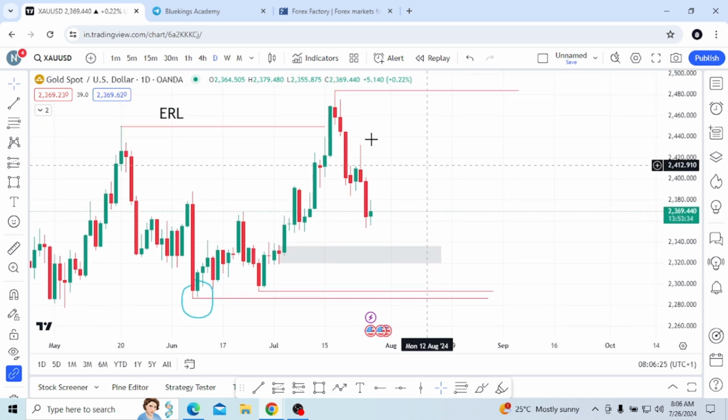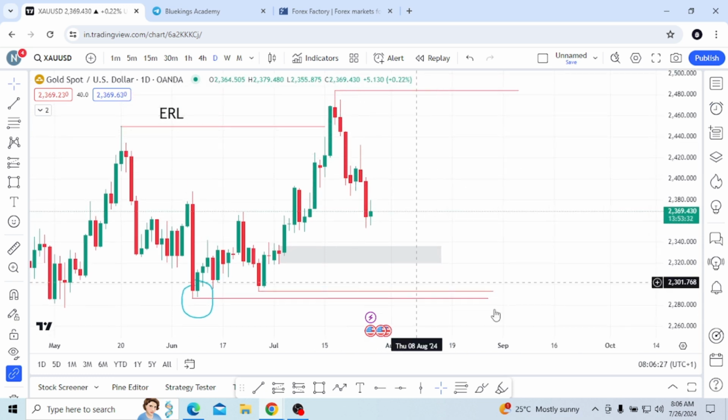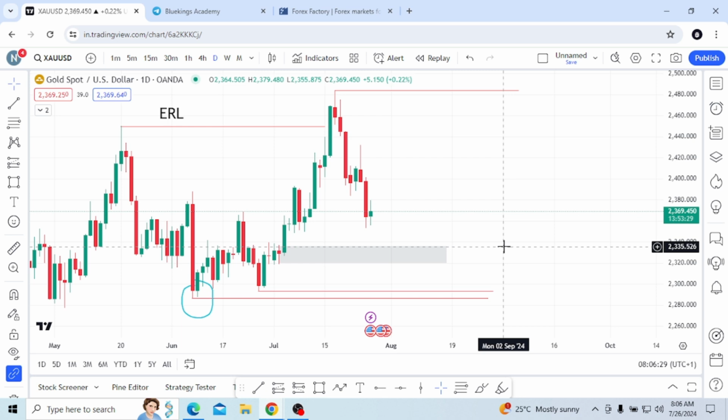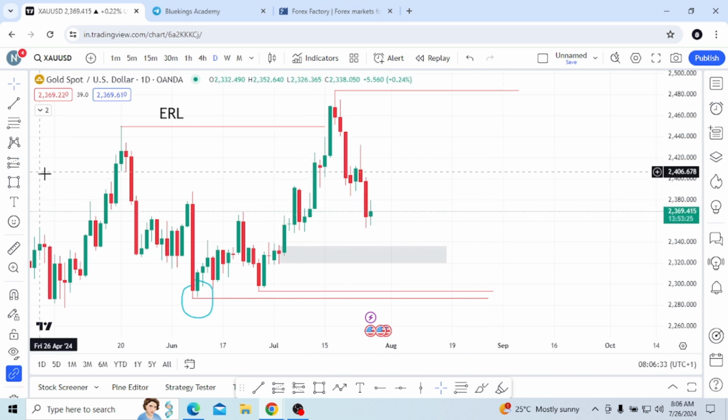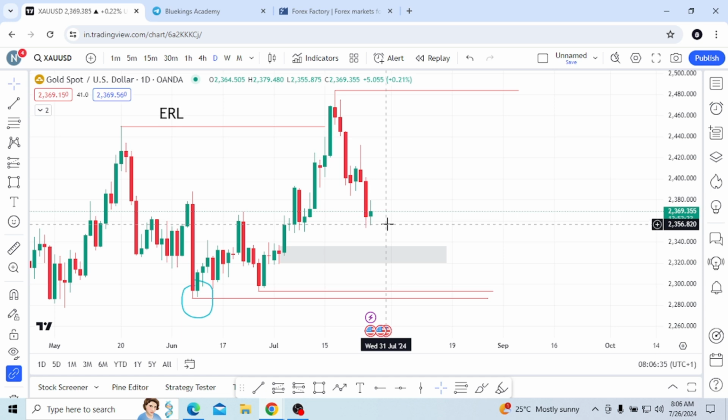So now you're on the daily. What is now your draw on the daily? You know your draw is lower, which is this point. So what do you expect the market to do? Now, can you predict what the next daily candle will be? I don't recommend that because I don't do that.